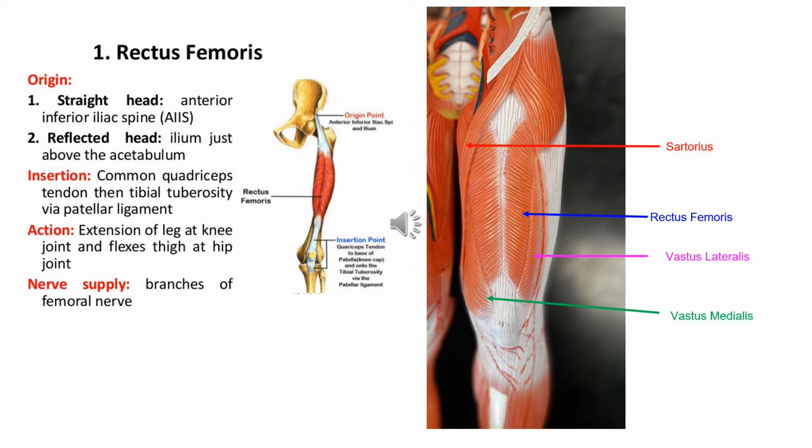This is the sartorius. Its main actions are to abduct, laterally rotate, and flex the thigh, and to flex the knee joint. This is the vastus lateralis, or the quadriceps. Its main action is to extend the leg at the knee joint. This is the vastus medialis, or the quadriceps. Its main action is to extend the leg at the knee joint.